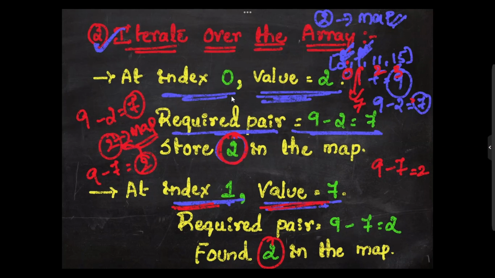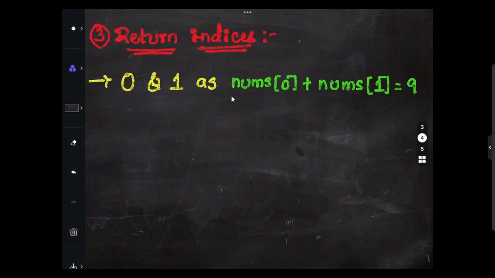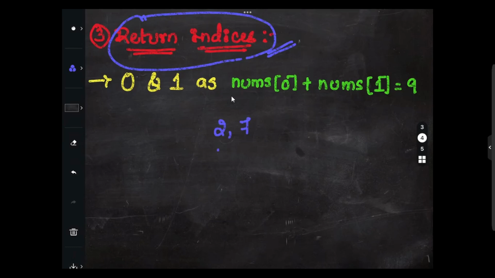So we'll move on to the next step. In this case, 2 is already present in the map from the previous step. So we'll move on to the next step, which is to return the indices. 2 and 7 we got at index 0 and index 1 in this case, right?